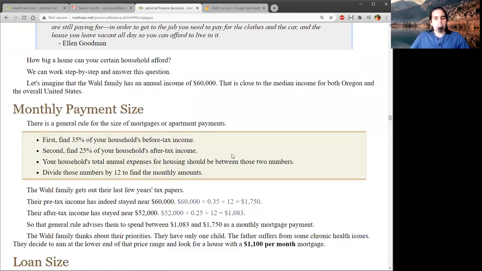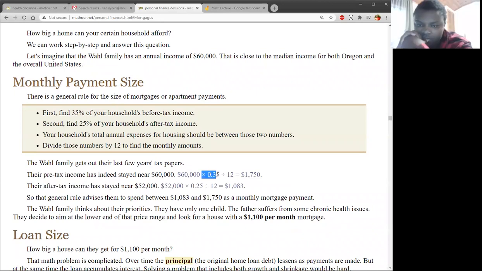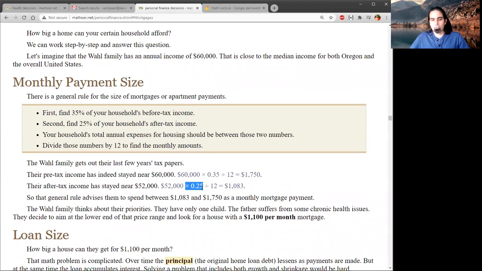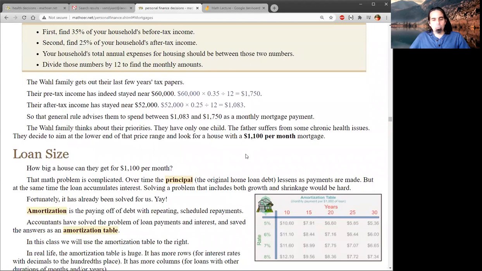So we started by talking about how much you want to pay per month. And this is a little odd because you need to know your pre-tax income and your after-tax income. One of them you multiply by 0.35, the other you multiply by 0.25, and then pick something in between those. And that's a guideline. It depends on where you're living. Certain places in the country have higher or lower housing costs for your household. But in general, that's what people recommend. Let's imagine that we can spend a certain amount per month.